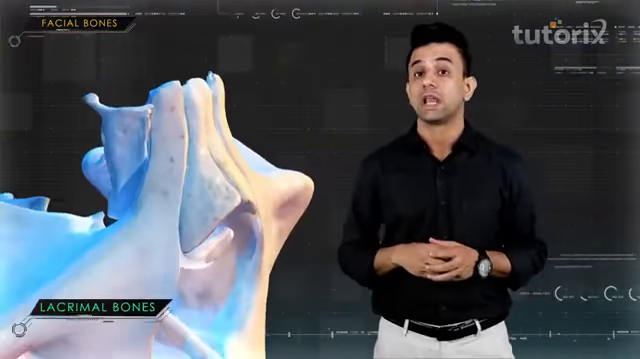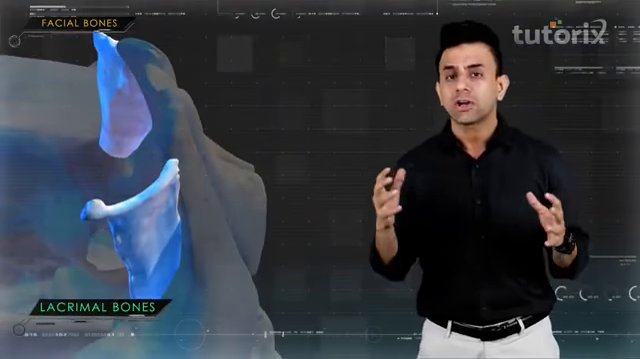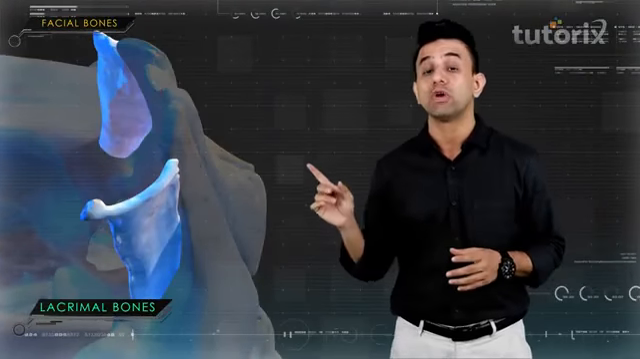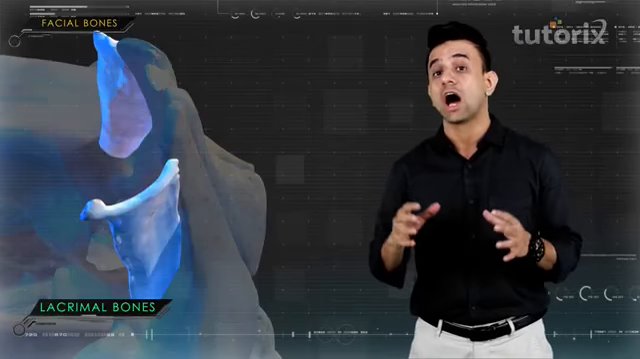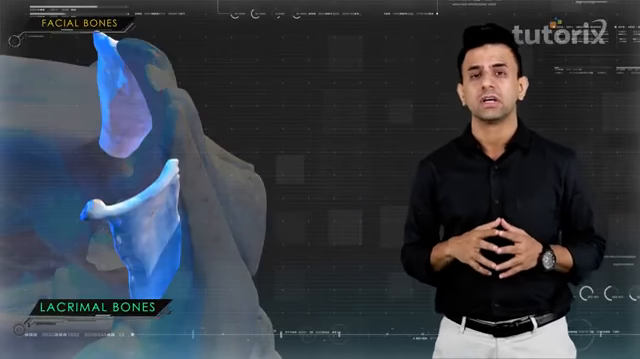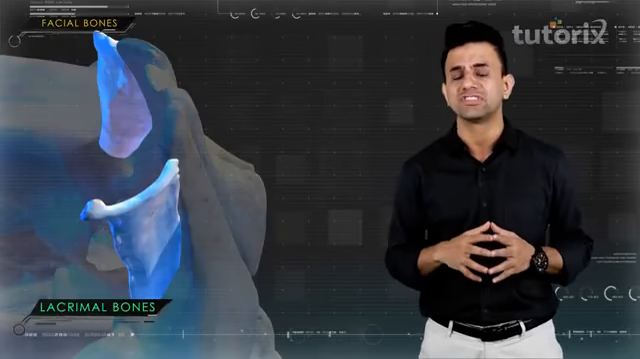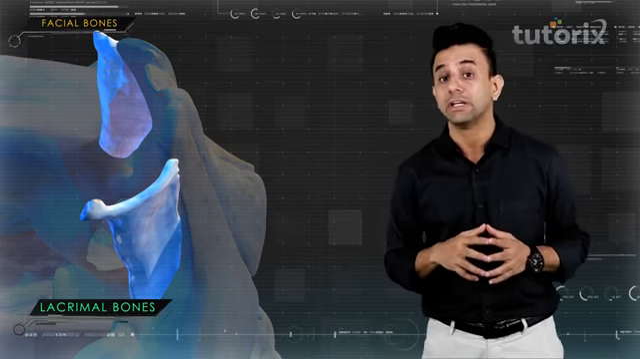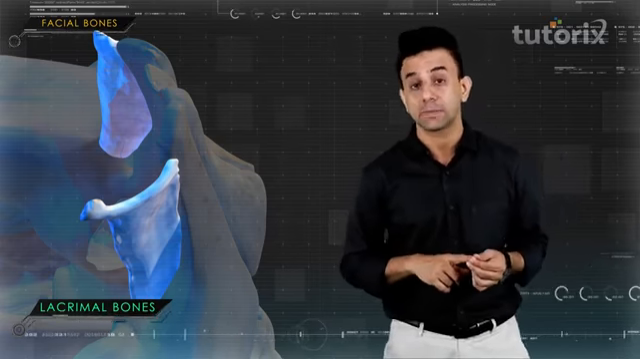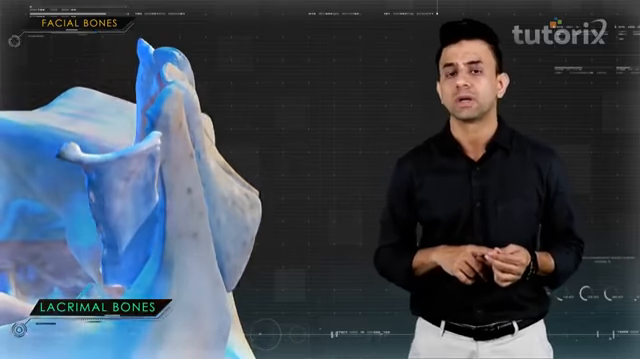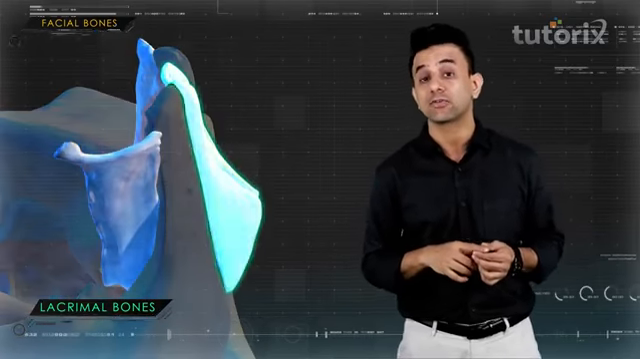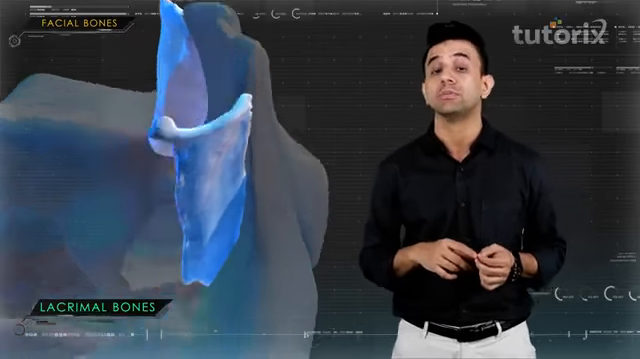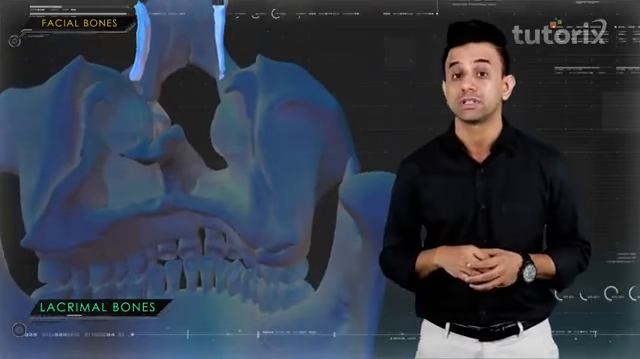Let's now talk about the lacrimal bones. The lacrimal bones are also paired, that is 2 in number, and these are the smallest bones of our face. These are very thin bones, and these resemble a fingernail in size and shape. The lacrimal bones are present posterior and lateral to the nasal bones and form the medial wall of each orbit.